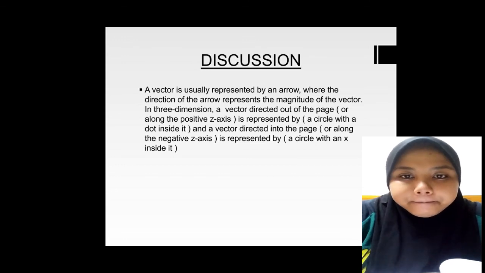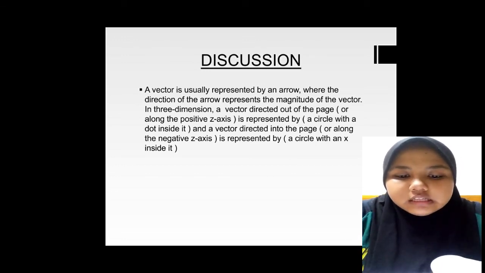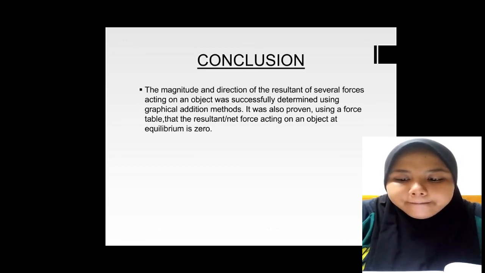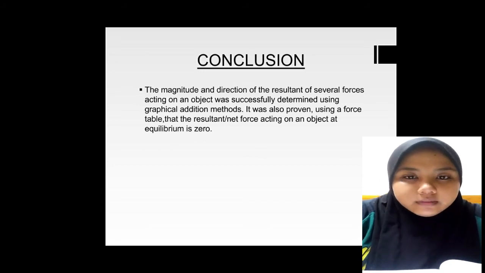For the conclusion, the magnitude and direction of the resultant of several forces acting on an object were successfully determined using graphical addition methods. It was also proven using a force table that the resultant net force acting on an object at equilibrium is 0. Thank you.